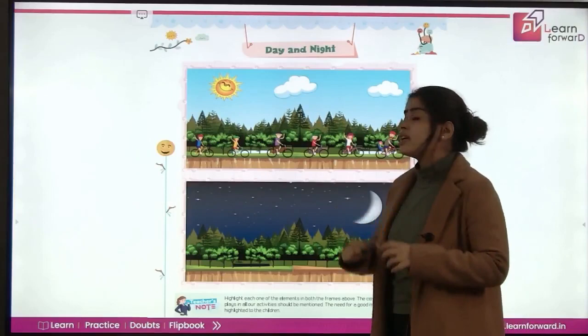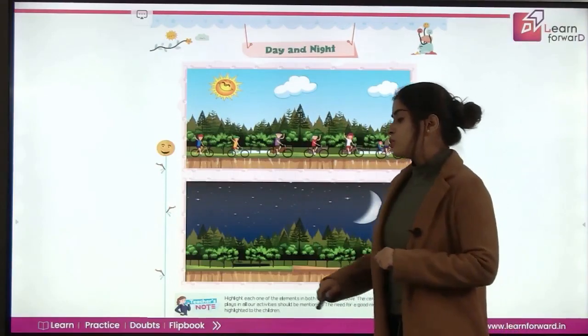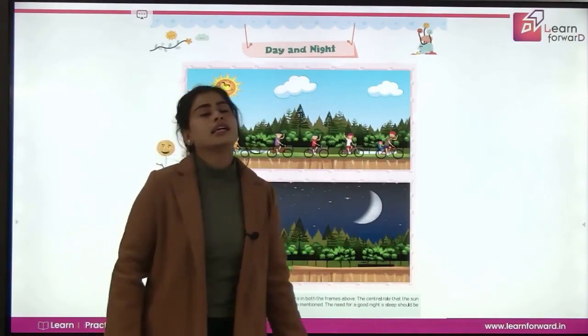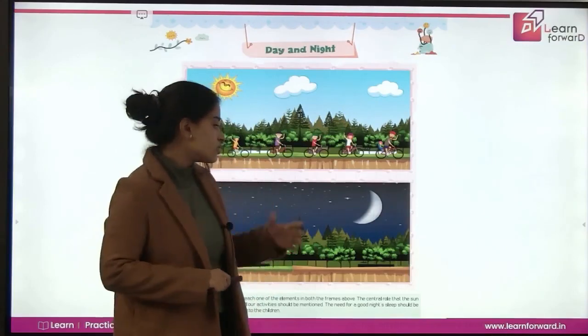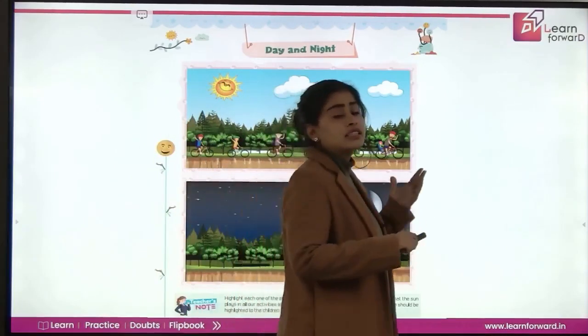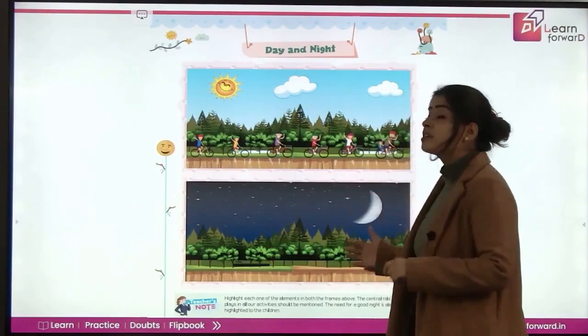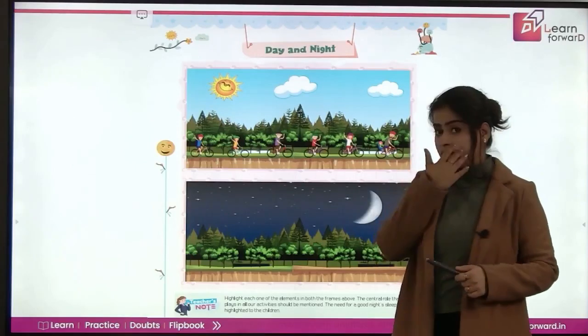And when it's night, what do you do? You come back from playing, you eat your dinner, you do your homework, and then you sleep on your bed, right? These are the activities that you do in the night time. ये सब activities आप कब करते हैं? रात को करते हैं जब हम सो जाते हैं, okay?